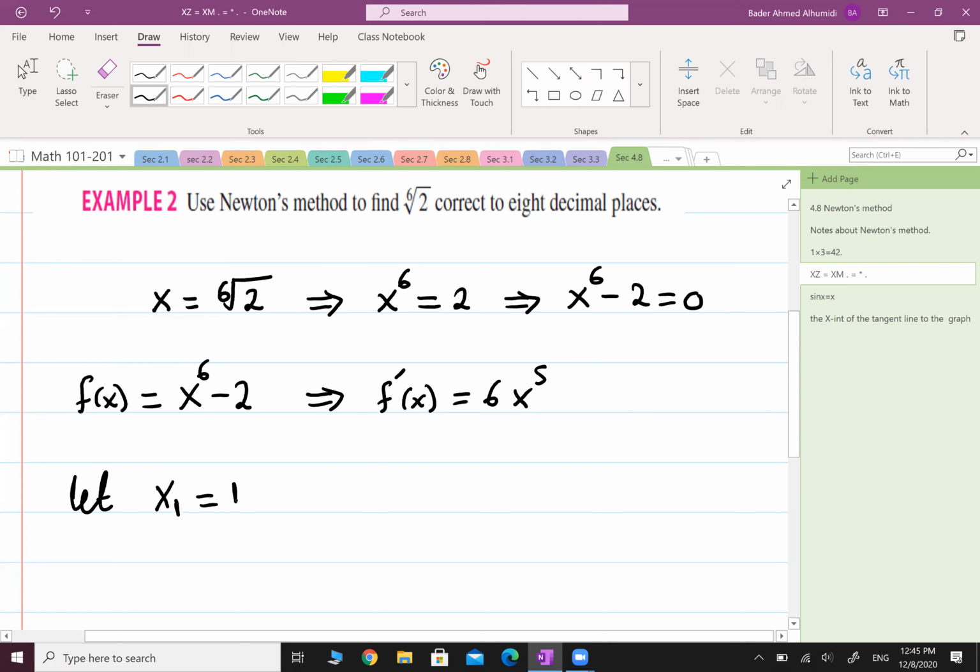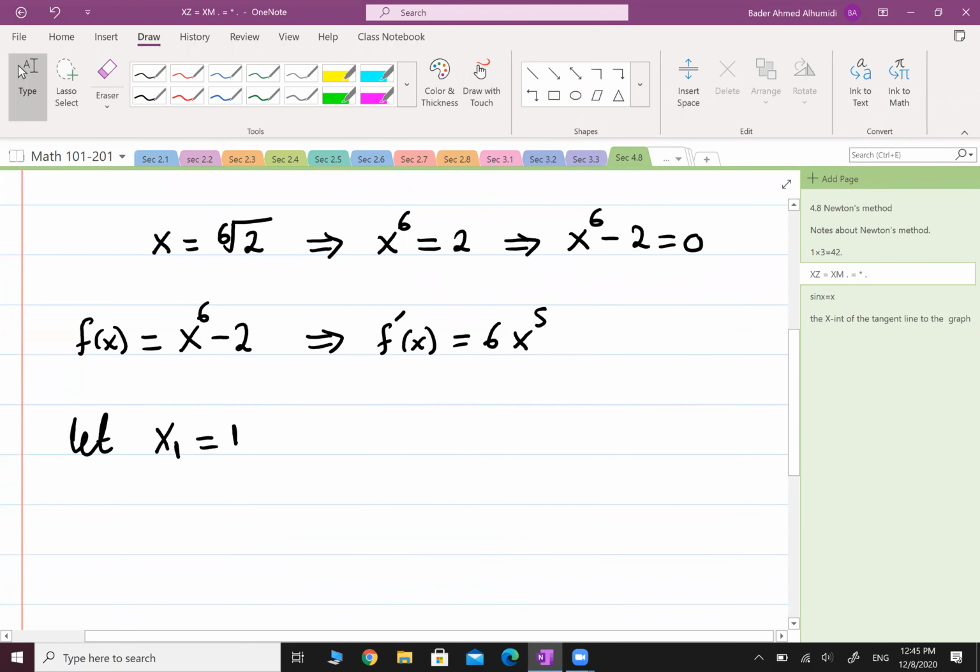تمام؟ أنا راح أعمل فقط الإتريشن الأولى، بعد كده I will copy them because we need a calculator. Now x2 is equal to what? x2 by the formula is x1 minus f of x1 divided by f prime of x1.